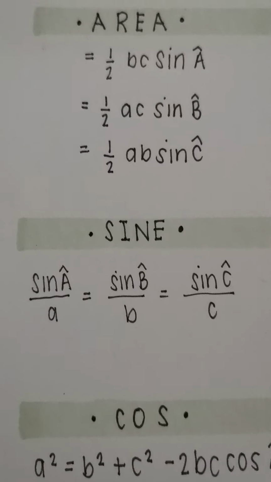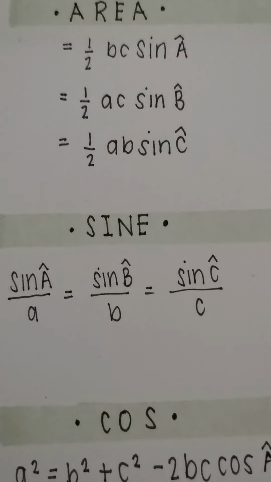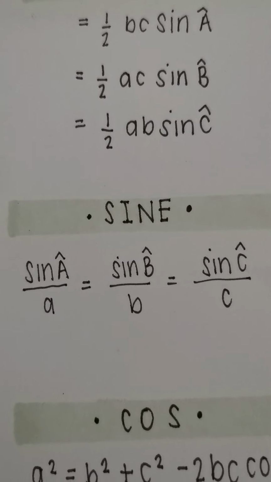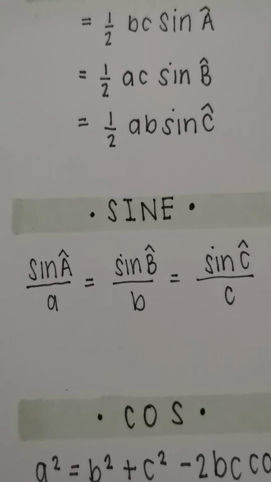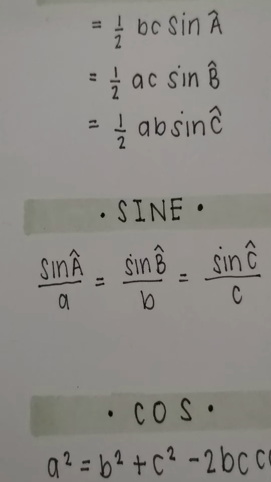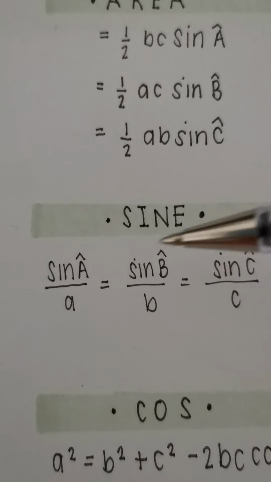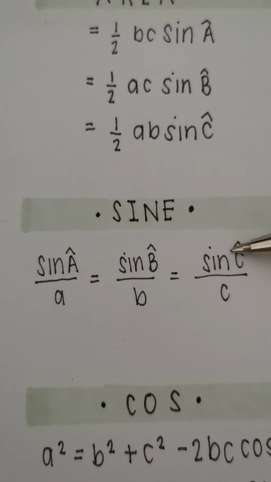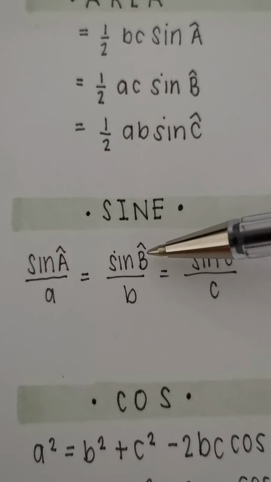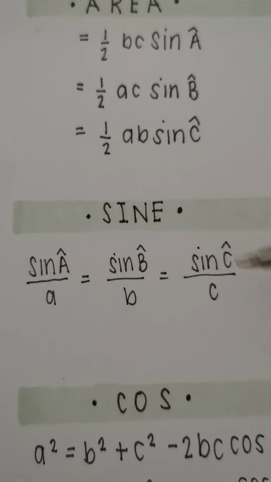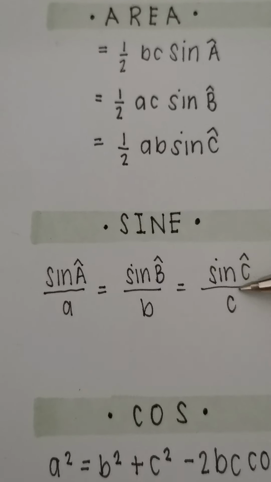Okay, anyway, let's talk about the sine rule. I've written down when to use it, but basically it's when we're given sides and angles and we need to solve for other unknown sides or angles. I've written it as sine of the angle A over a, sine of the angle B over b, sine of the angle C over c. Does it mean that this is equal to this is equal to this?